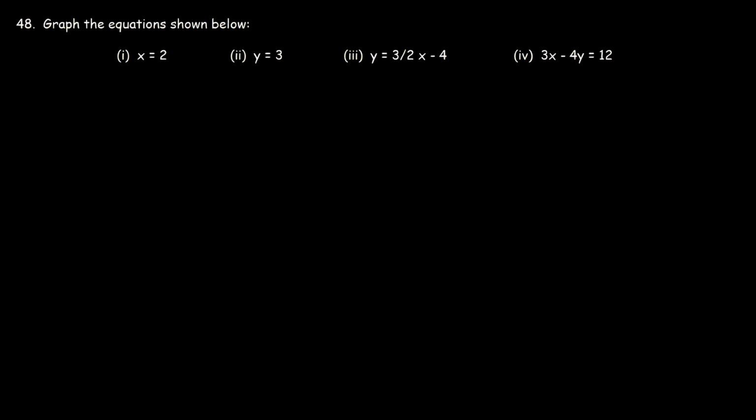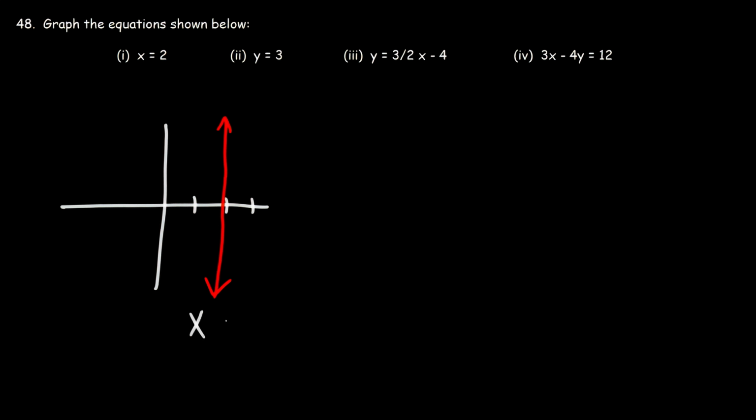Number 48. Graph the equations shown below. So let's start with the first one. X is equal to 2. How can we graph this equation? This is basically a vertical line at x equals 2. That's all you need to do.